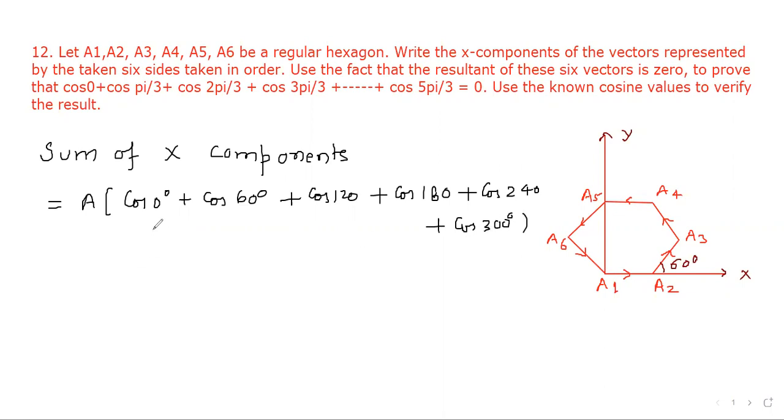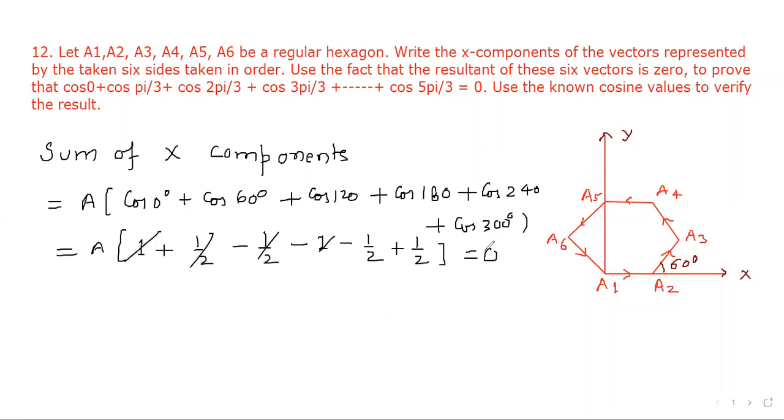Now, let's evaluate it. So A times cos 0 is 1, cos 60 is 1 by 2, cos 120 is minus half, cos 180 is minus 1, plus cos 240 will be minus half, plus cos 300 is plus half. So all values will get cancelled and we will get 0.